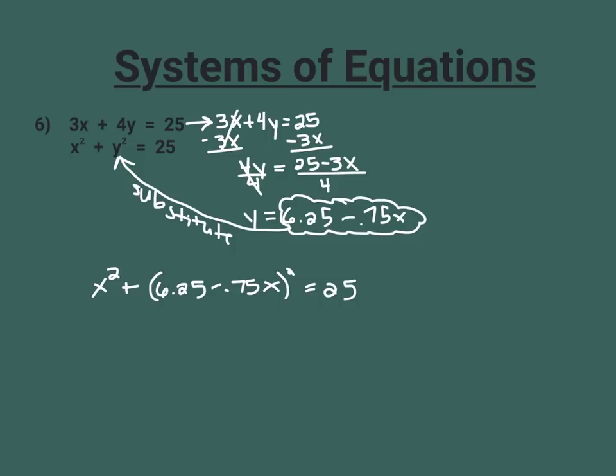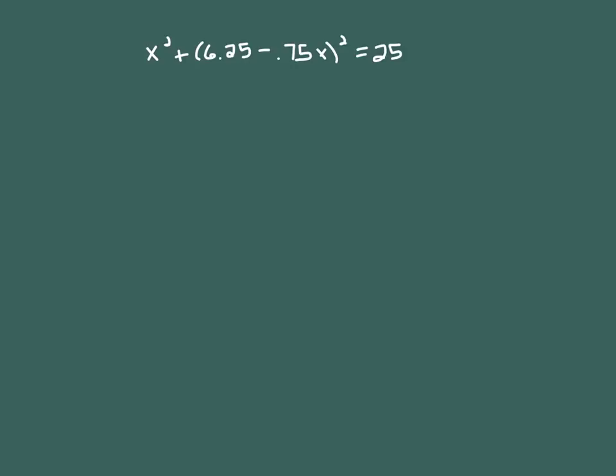I'm going to start on a blank page because I don't think I'll have enough room down here; it's going to be a bit longer. Since this is being squared, let's write it out twice. I brought down the x squared, wrote the binomial out twice, and brought down the equals 25. Since we have a binomial times a binomial, we have to double distribute: the 6.25 to both terms, and then the negative 0.75x to both terms.